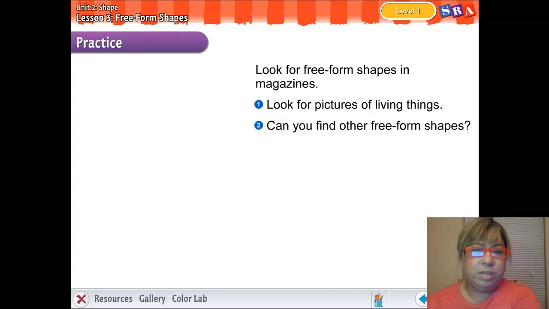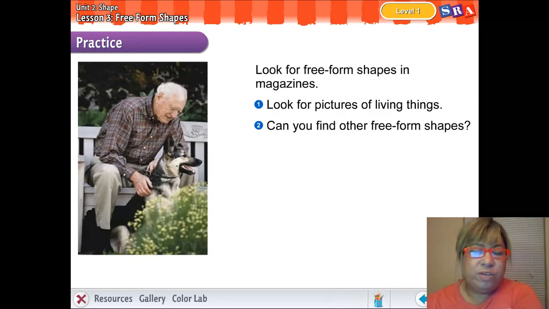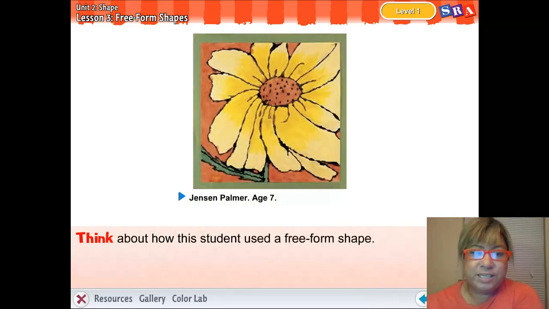Okay? So if you have a magazine, you can look in the magazine and look for some pictures of living things. Can you find other freeform shapes in magazines or books?